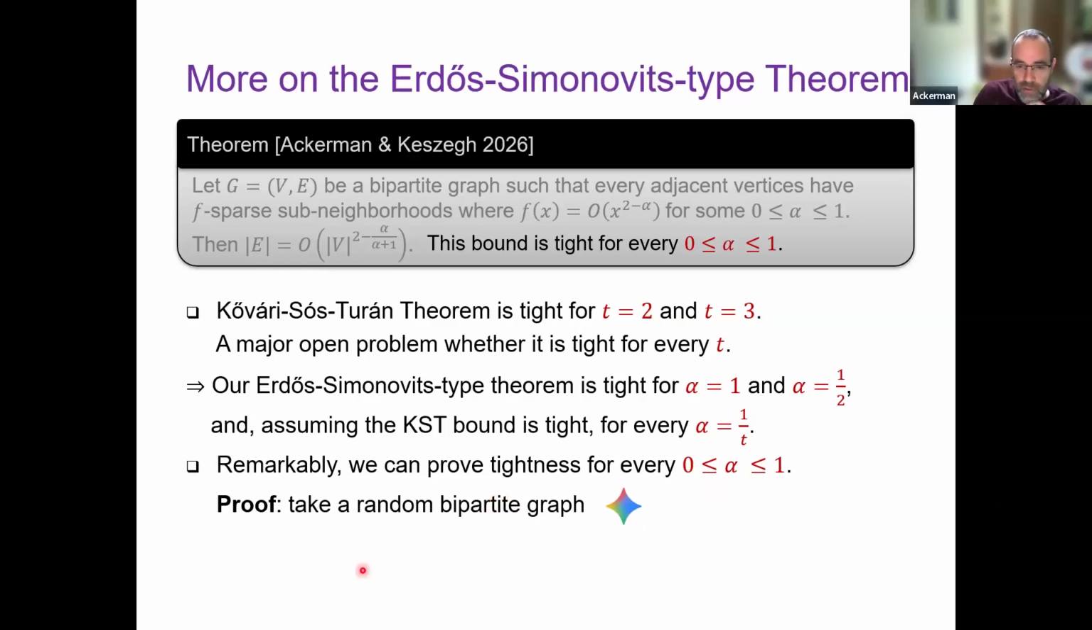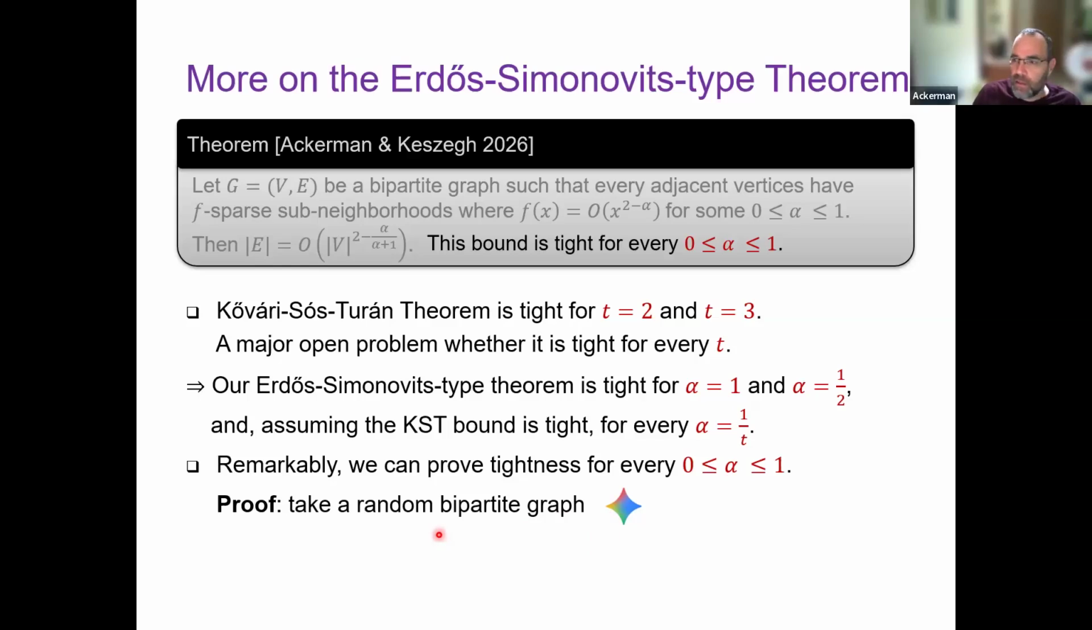And the proof is not very difficult. You take a random bipartite graph and you show that with high probability you have this f-sparseness property. And actually, I used AI for the analysis of this random graph, showing that it has this f-sparseness property. So, I mean, it took several tries and errors with Gemini, but finally it managed to do it and saved me some work.